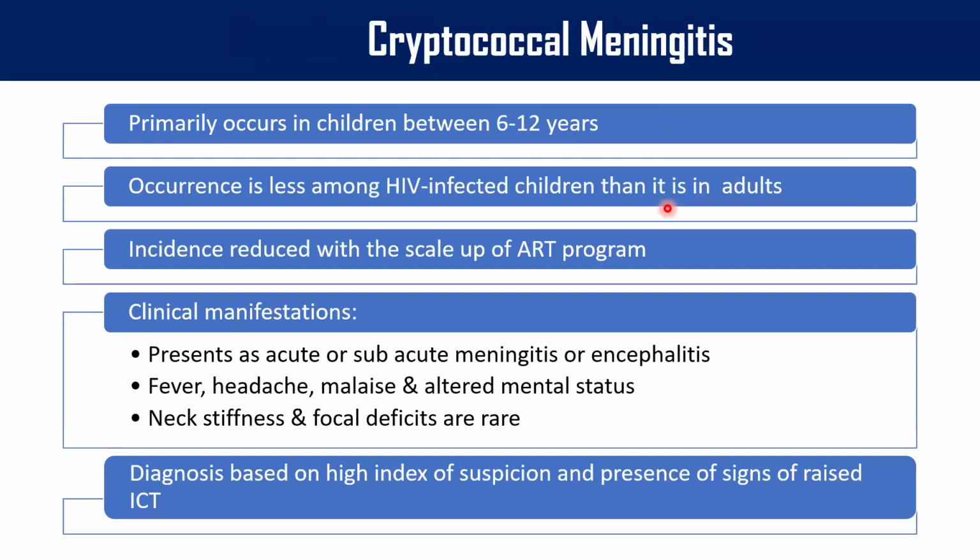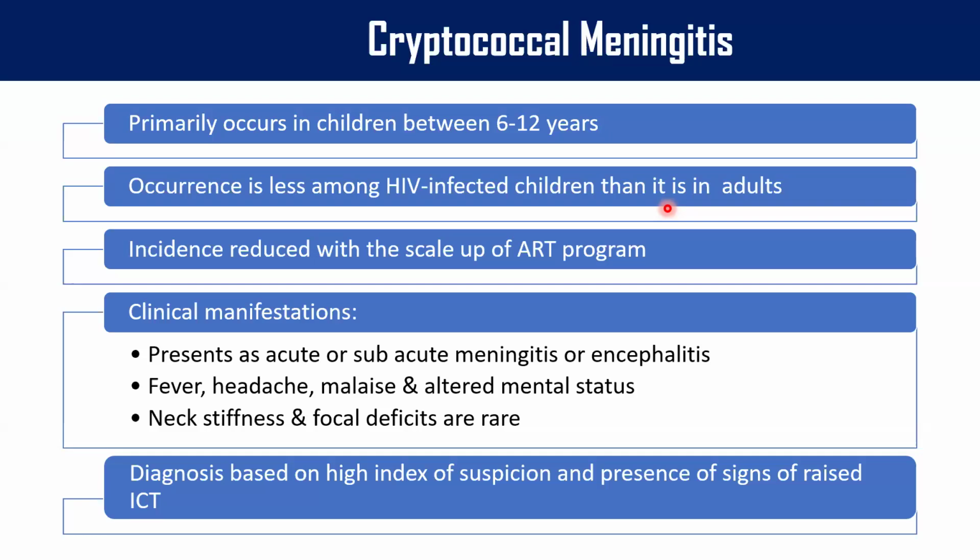So cryptococcal meningitis primarily occurs in an older child, 6 to 12 years of age, most of the time in an adolescent. Even in 6 to 12 years, if there is a close contact with a crypto meningitis in adult. The occurrence is less common in younger child than in adult. Incidence is reduced again with the scale up of ART. They usually present with an acute or subacute meningitis or encephalitis.